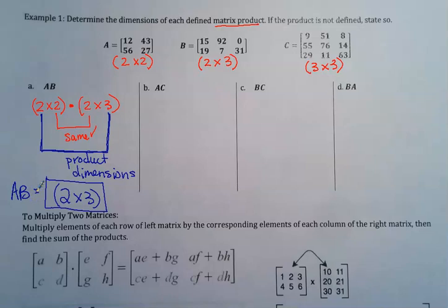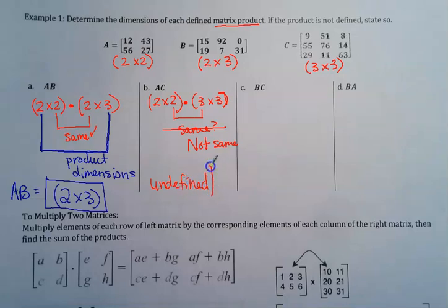Okay, let's try B. We want to multiply A times C. So A is the 2 by 2 times C, a 3 by 3. So remember, we've got to check these two interior numbers. Are they the same? That's the question. No, they are not. So they are not the same. So can we do this one? Nope. This one is undefined. The product matrix is undefined.